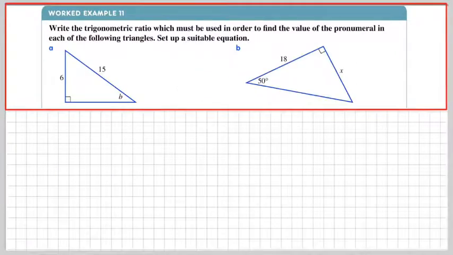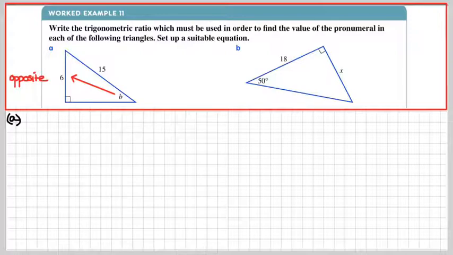Now, what are we doing now, guys? I think this is the last thing we have to do. Write the trigonometric ratio which must be used in order to find the value of the pronumeral in each of the following triangles and set up a suitable equation. Well, I don't think that's any problem at all. Let's take A today, hooray. What can we say? Well, what we can say is that kick the football out from the goal. Hello, Mr. Opposite. And this guy is the one opposite the right angle. He's the hypotenuse. So there you go.